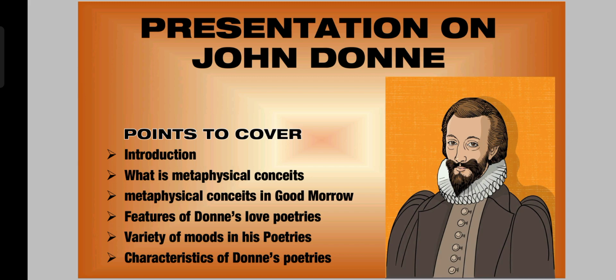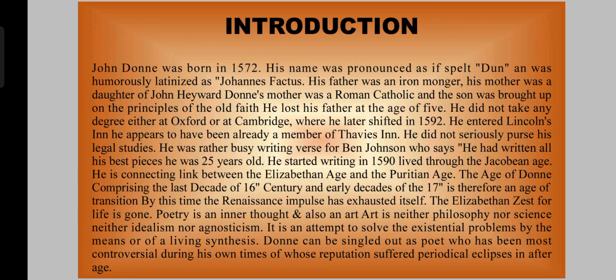Next is what are metaphysical concepts. Third is metaphysical concepts in The Good Morrow. The Good Morrow is a poem by John Donne. Next is features of Donne's love poetry. Next is variety of moods in his poetry, and at last characteristics of Donne's poetry. So this is a long video, and the first one is about the introduction.